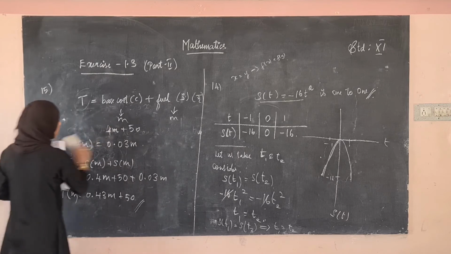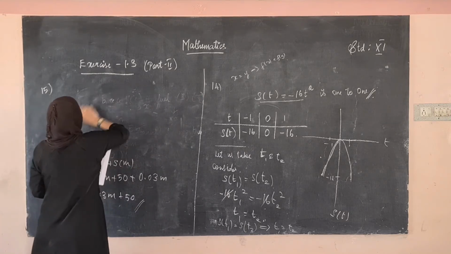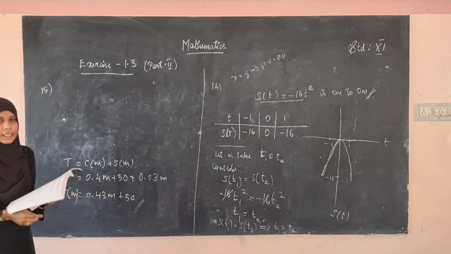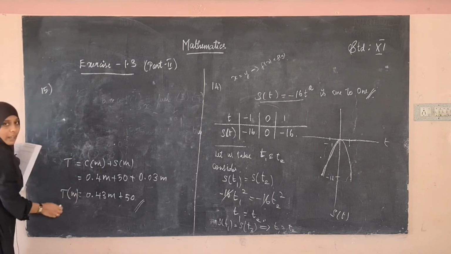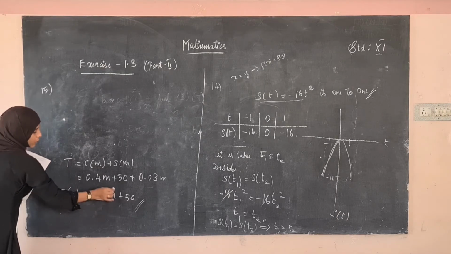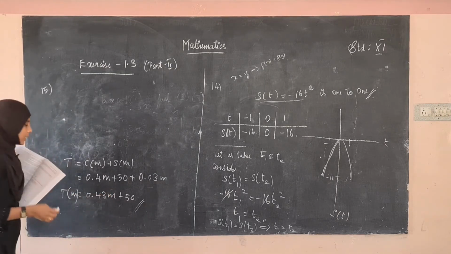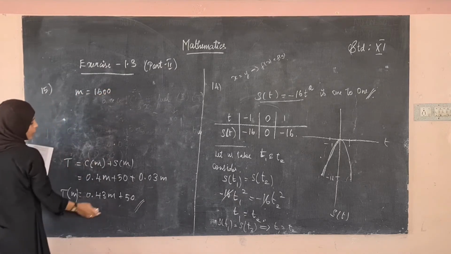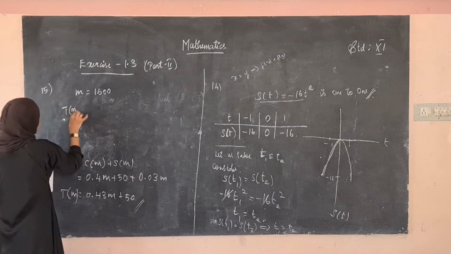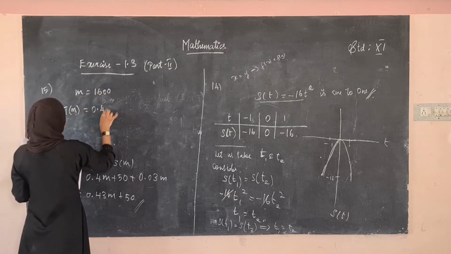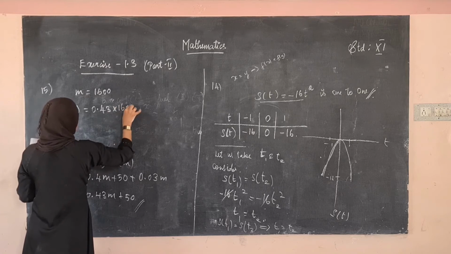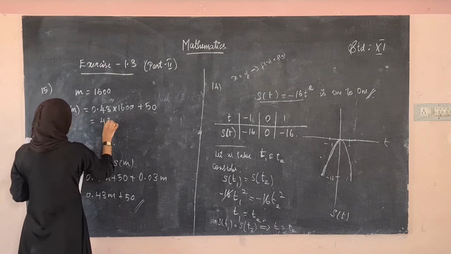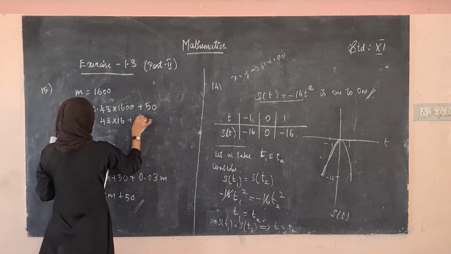Now they have asked another question, right? The question is to find the airfare for flying 1600 miles. They have given M is equal to 1600, that is miles is equal to 1600. What will be the total cost? T of M is equal to 0.43 into 1600 plus 50, which is equal to 43 into 16 plus 50.